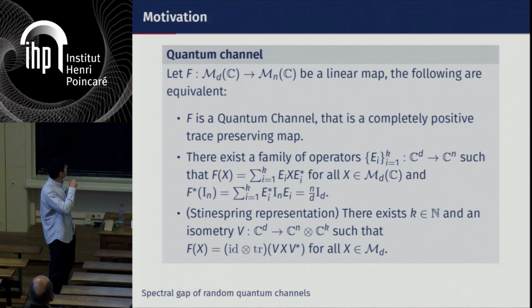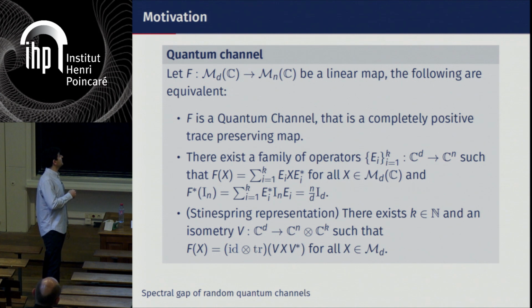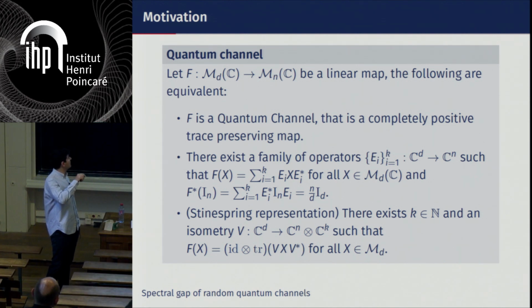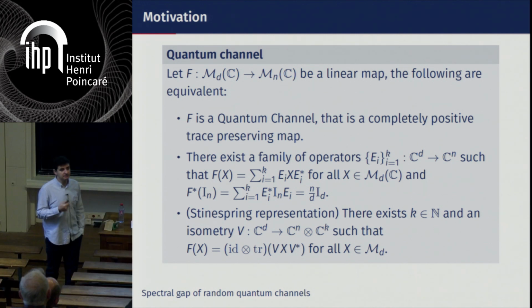And then the other characterization of CPTP maps that I'm going to use is the Stinespring representation, that says that there exists k and an isometry that goes from C^d to the tensor product of C^n times C^k, such that the channel is just the action of the isometry, and after we apply the isometry, we trace out the second part of the system. In fact, I'm going to use it instead with an isometry. I will usually enlarge this system so that I have a unitary.